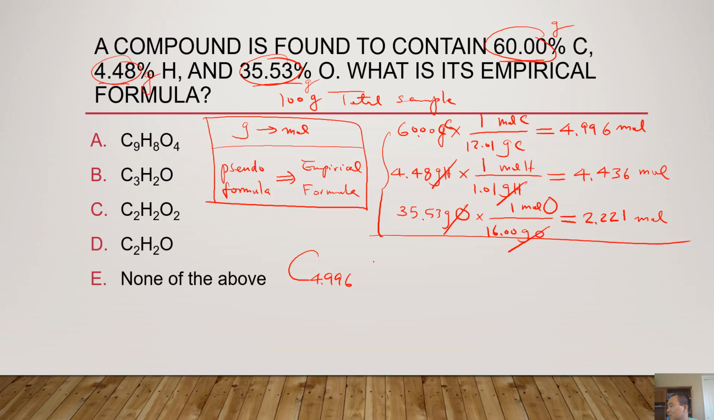4.996 hydrogen, 4.436 oxygen, 2.221. So 2.221 is the smallest. We divided everything, remember, divided every subscript by the same smallest number.